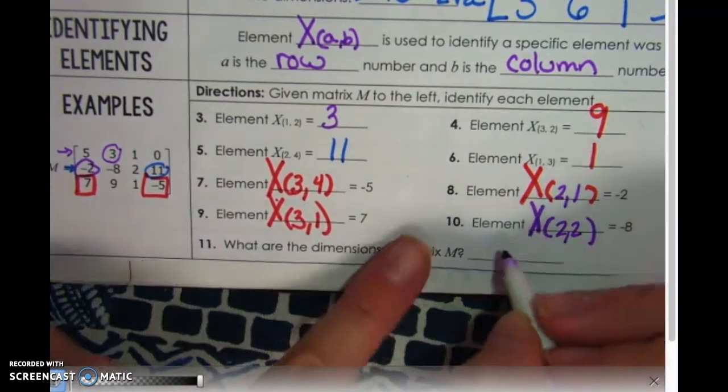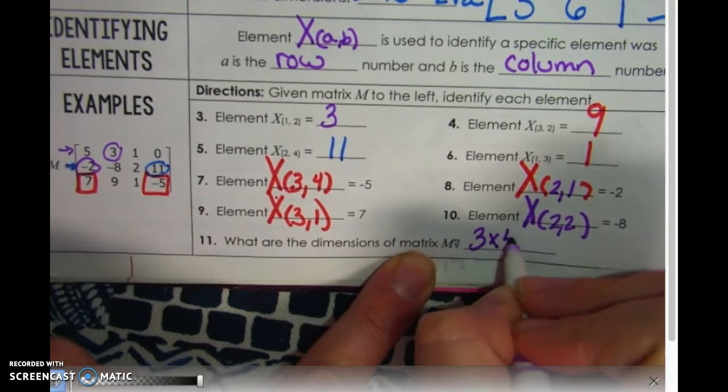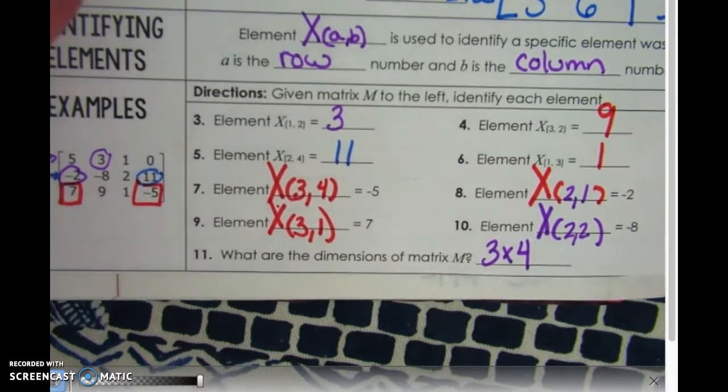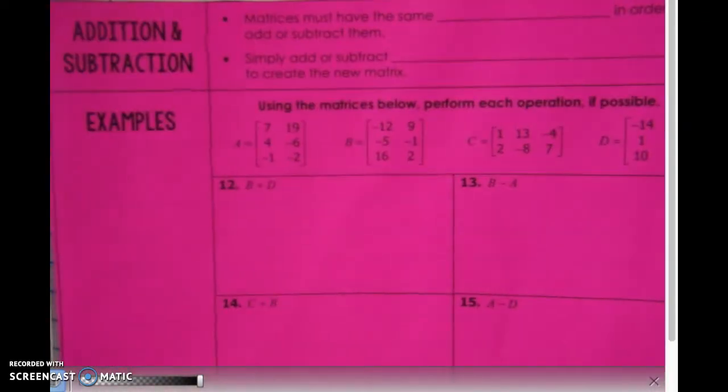So Ian? 3, 4. A 3 by 4. Okay. Everybody good with that? All right, we're going to move on to the wonderful world of adding.